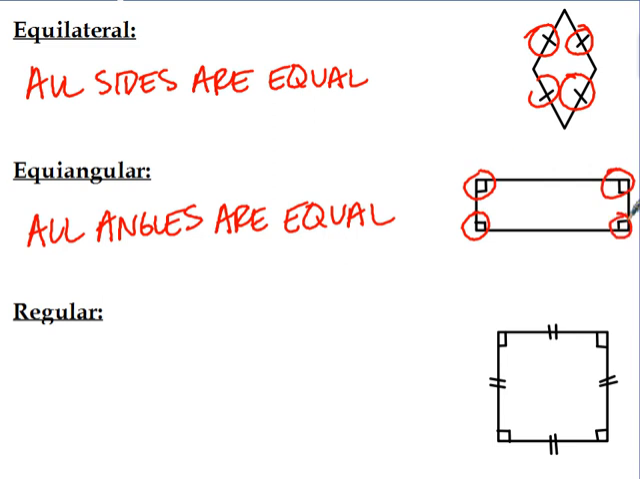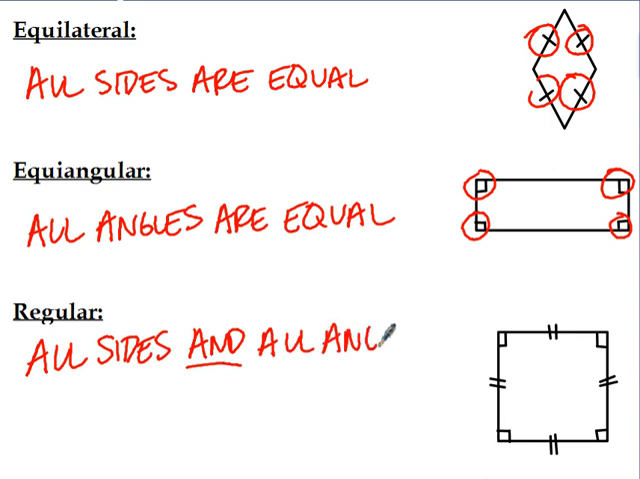And finally, regular means that both, so all sides and all angles are equal. So here I have another quadrilateral, only this time I have all 4 angles and all 4 sides. Everything's the same. So equilateral, equiangular, and regular.